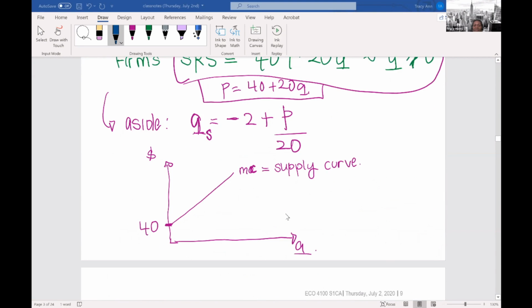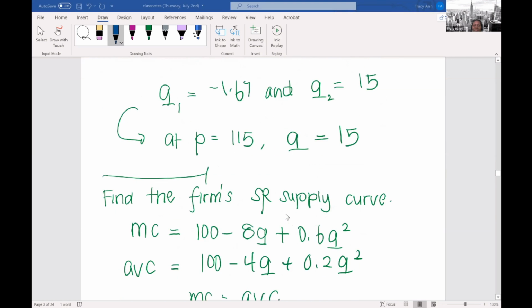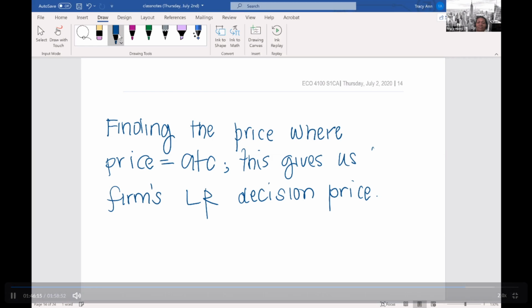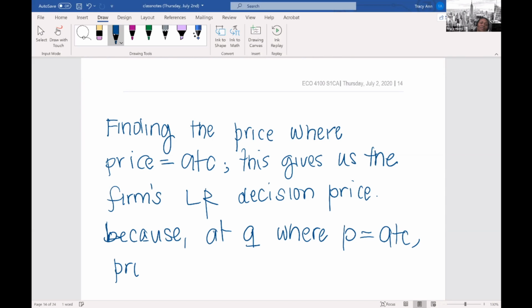How did I do this? Okay, so I have to scroll a little bit, and I want to scroll slowly so I don't mess up what we have here. Okay, here it is. So you're finding the price where price is equal to average total cost. This gives us the firm's long-run price decision. Because at Q where price is equal to average total cost, profit is equal to zero. In other words, this is that firm's long-run decision.